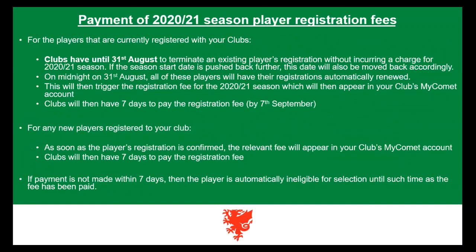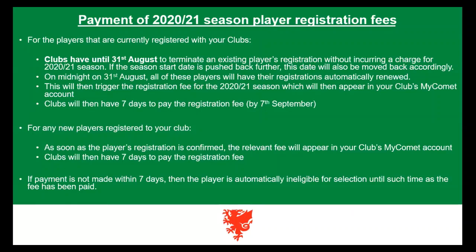So in terms of payment for the 2020-21 season, for players that are currently registered with your club, you will have up until the 31st of August to terminate an existing player's registration without incurring a charge for the 2021 season. So again, just to highlight, if the season does start later than usual, this date may well be pushed back, but at the moment, this is the date we've been working towards. So we'd advise clubs at this time to work towards this date. As it states on the slide there, if it is pushed back further, it will be moved back accordingly.